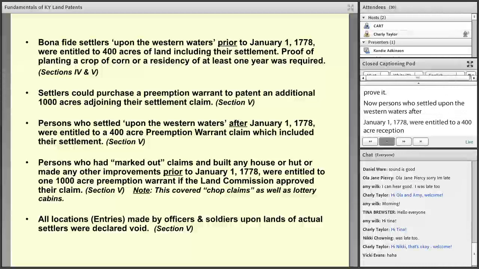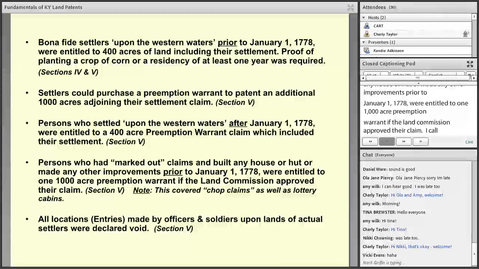December 31st, planted a crop of corn, 1,400 acres. January 1st, 400 acres. So it's all in that date. Now, persons who had marked out claims and built any house or hut or made any other improvements prior to January 1st, 1778 were entitled to one 1,000-acre preemption warrant if the Land Commission approved their claim. I call these the chop claims or the lottery claims.